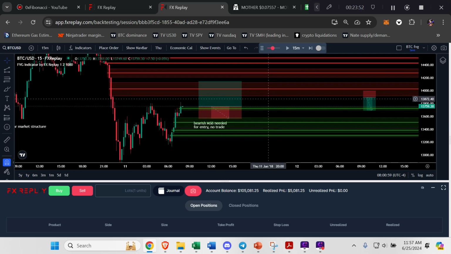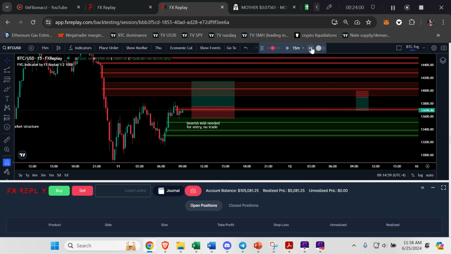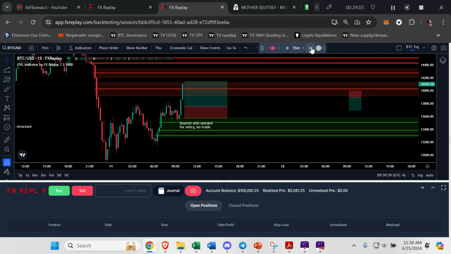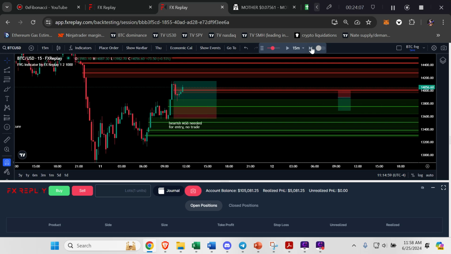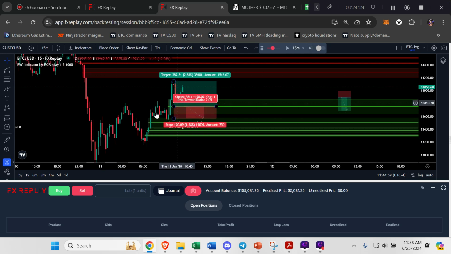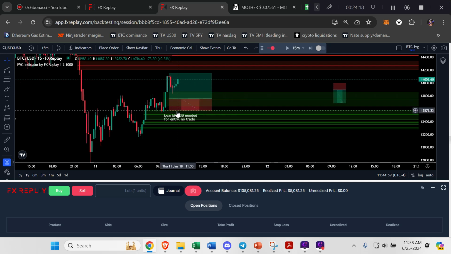All right, so this one I think is one of the examples where a market structure shift was needed, so I didn't take this trade, but I wanted to show you guys what I meant. So let's see right here. Okay, so we've got a nice little uptrend going, higher highs, higher lows, but this fair value gap down here that we needed for our entry, in order to get the 2-to-1 risk to reward, we needed an entry down here.